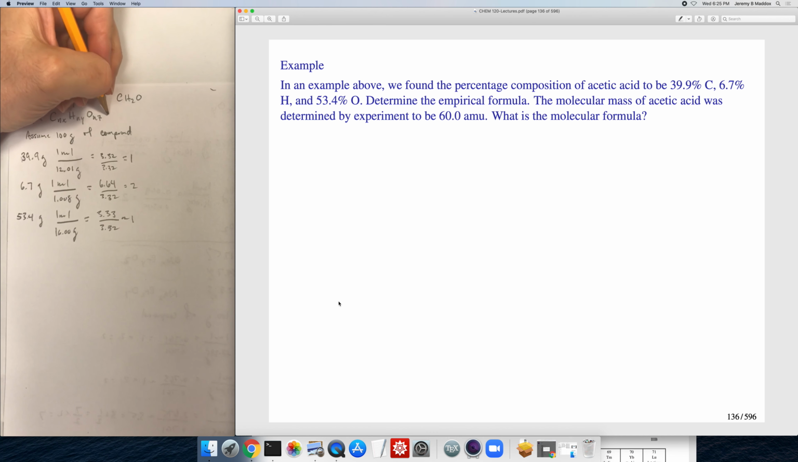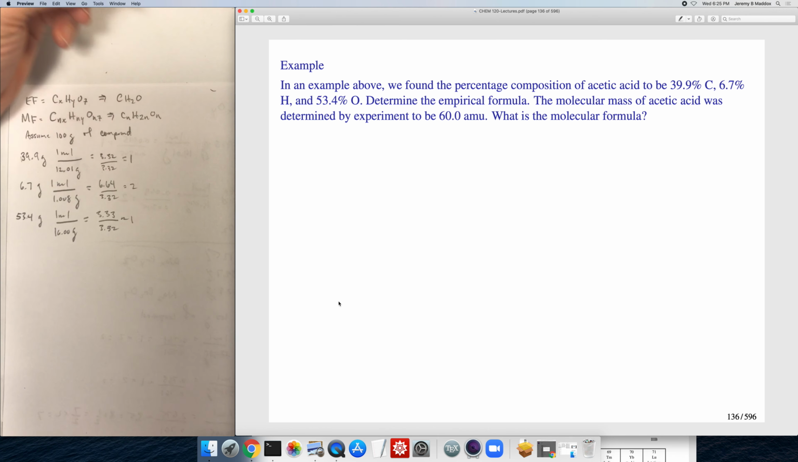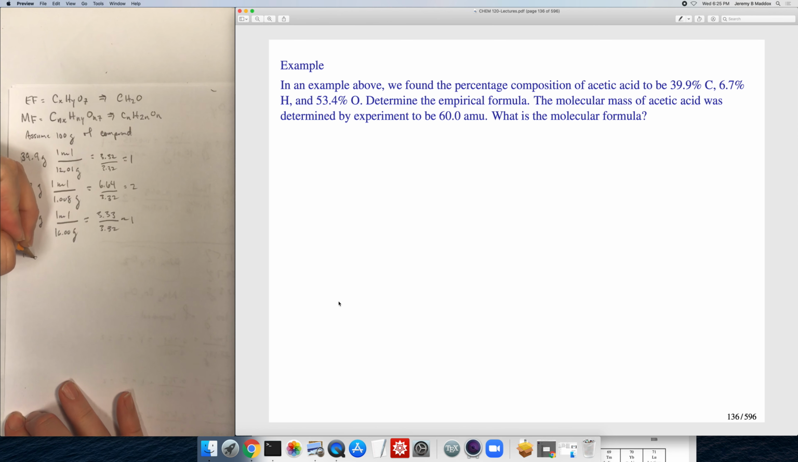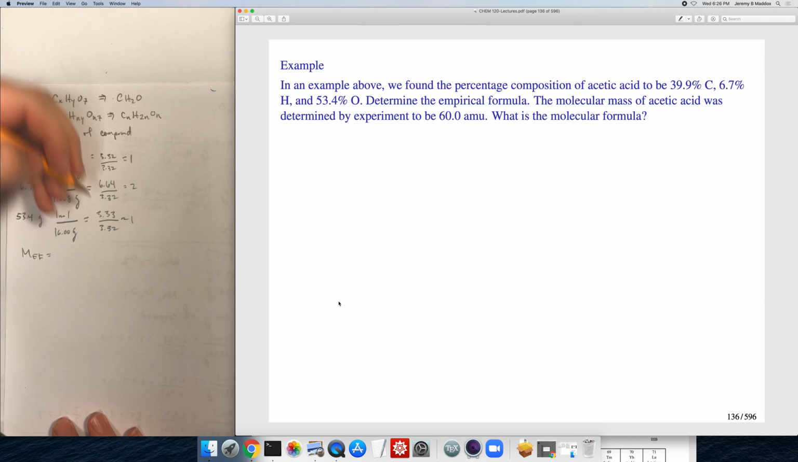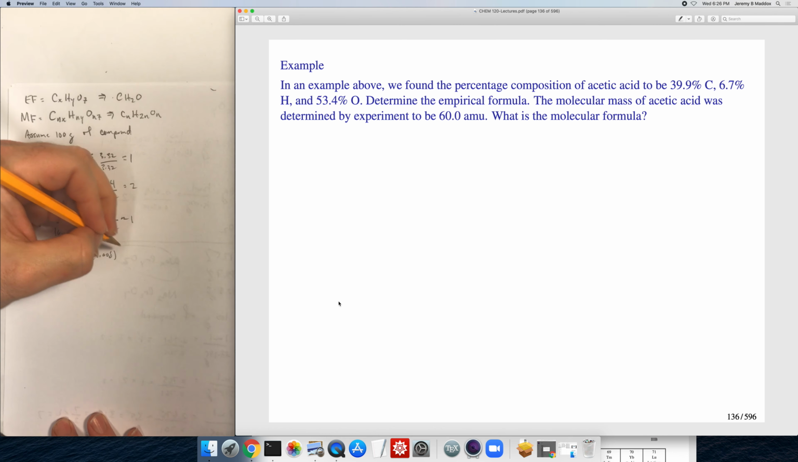Now what we need to find is the molecular formula, which is going to look like this. We need to find the value of n that takes us from the empirical formula to the molecular formula. Here's how you do that. First, you need to calculate the mass of the empirical formula. Okay, and so using this formula, it's 12.01 plus 2 times 1.008 plus 16.